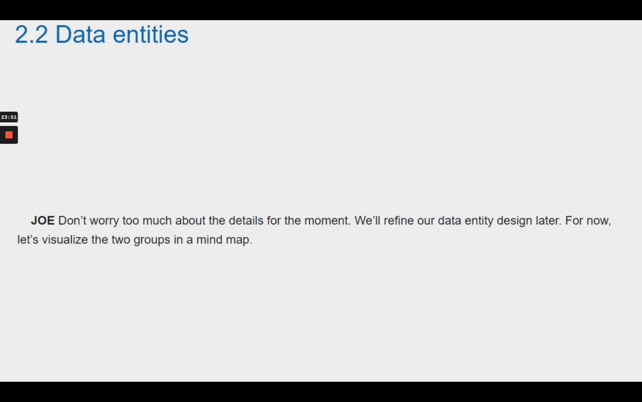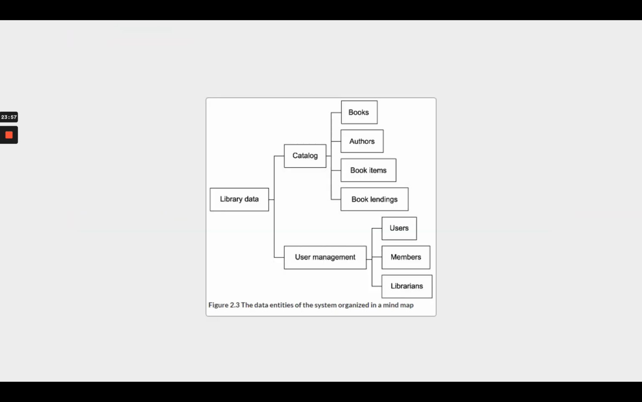We'll refine our data entity design later. For now, let's visualize the two groups in a mind map. Theo and Joe confer for a bit. Figure 2.3 shows the mind map they come up with.